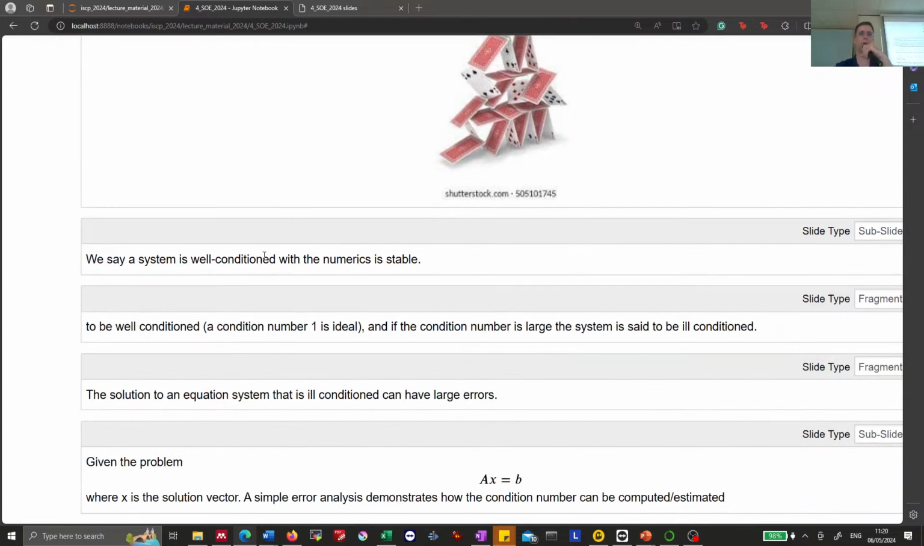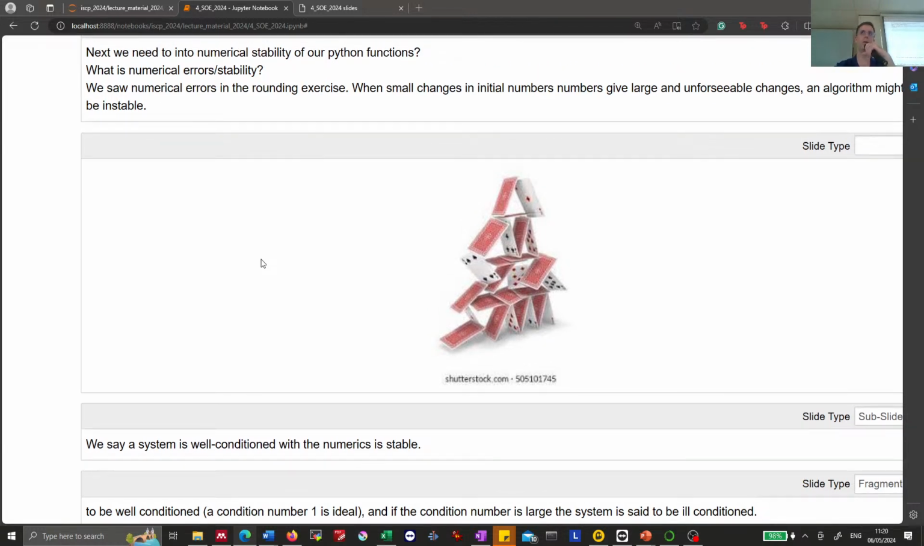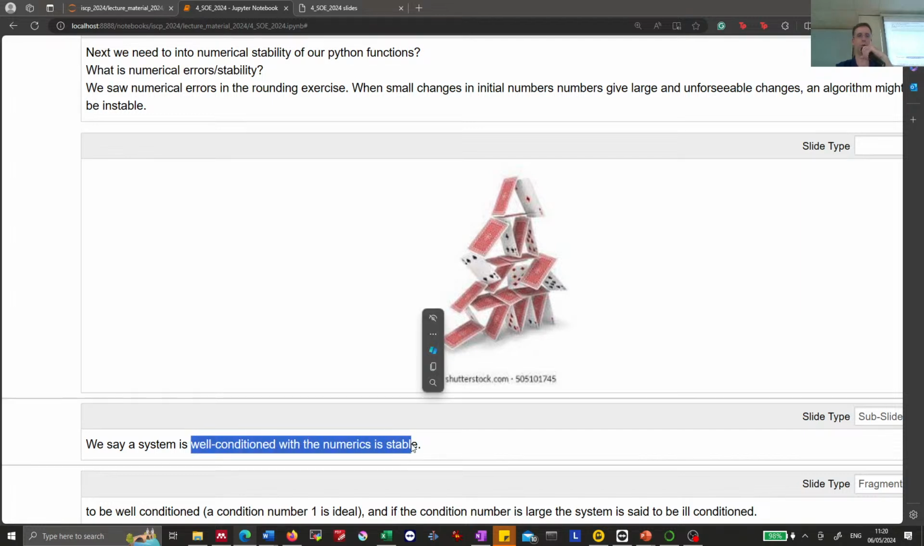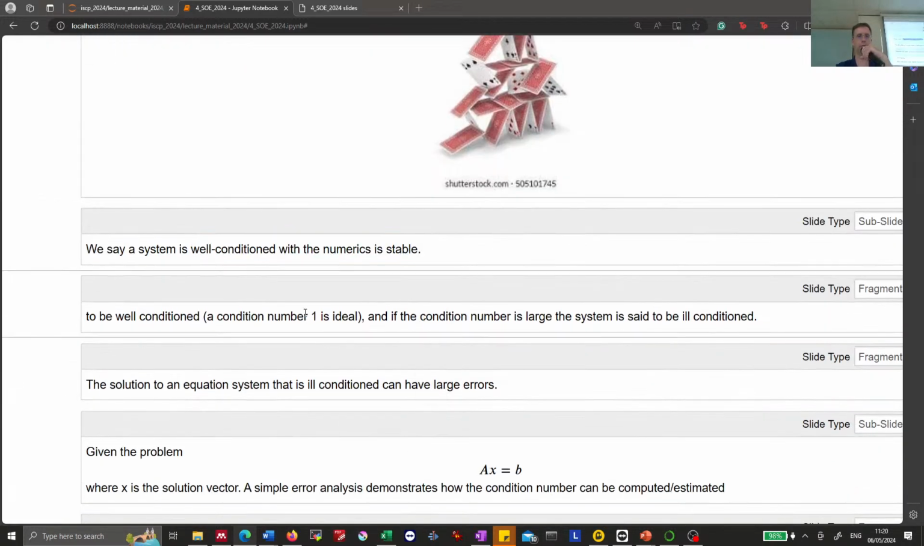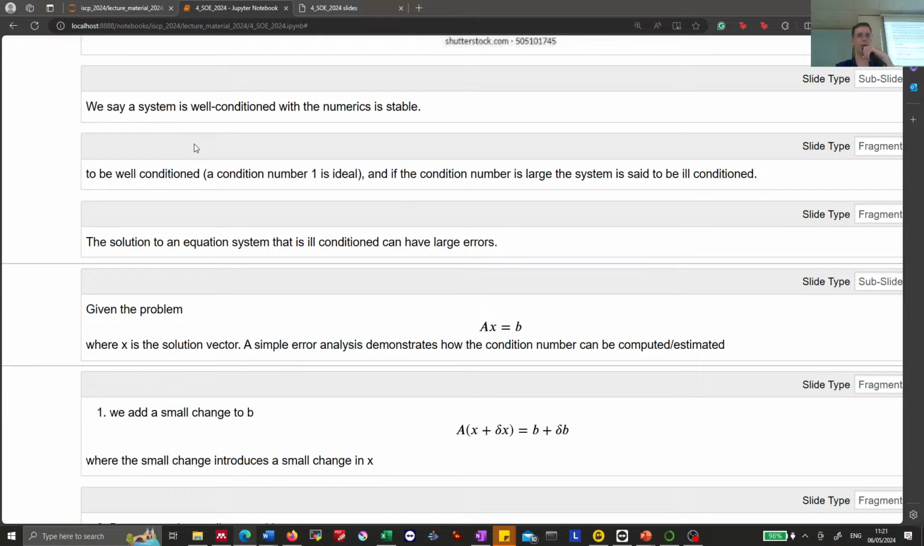So what we will do is to analyze if our system of equations, given in matrix form, is prone to be impacted by numerical noise. So we're going to check if our system is well conditioned. To be well conditioned, we define a condition number that should be close to 1. If the condition number is 1, it's good. If it's very large, it's not good. So how can we then define a measure of this condition?